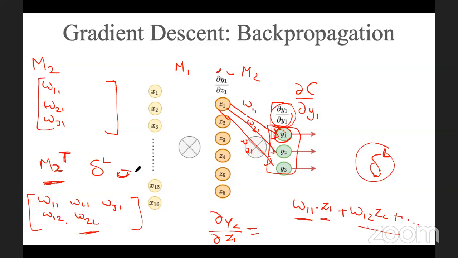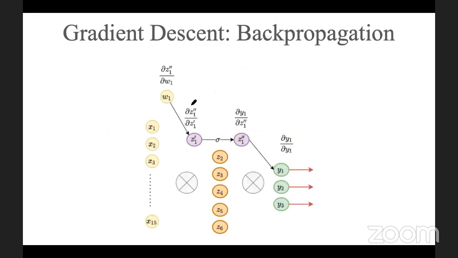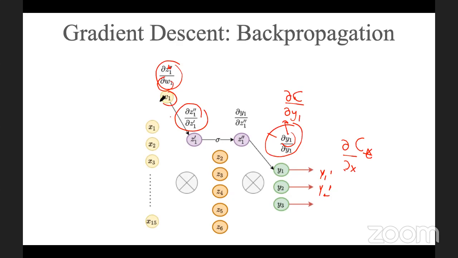You should work it out by yourself; it's getting messy and I cannot even write it. I hope this is getting clear. What we are trying to do is just the chain rule. When you reach this node, you just have to assume that there is another node for W1. To calculate this, you just have to find dz1 prime by dw1. And what is z1 prime? We already know z1 prime is the weight times the input.